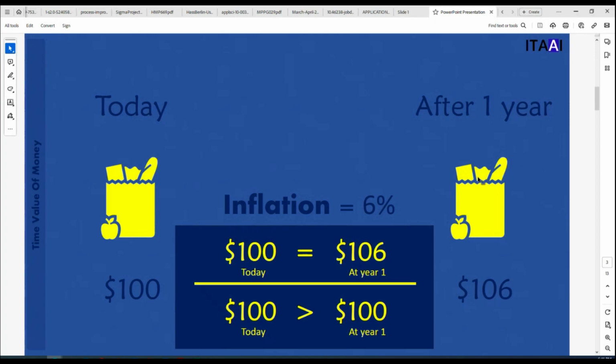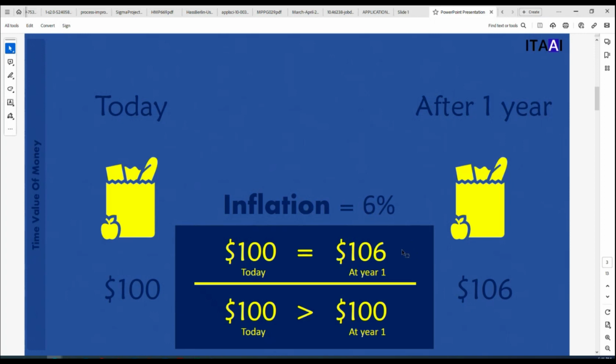So technically, if you account for the inflation, these two are equal. So $100 equals $106 with respect to the content that you get for this much amount. Or alternatively, we can say that $100 today is bigger in its value as compared with a year later, because of this terminology called inflation.